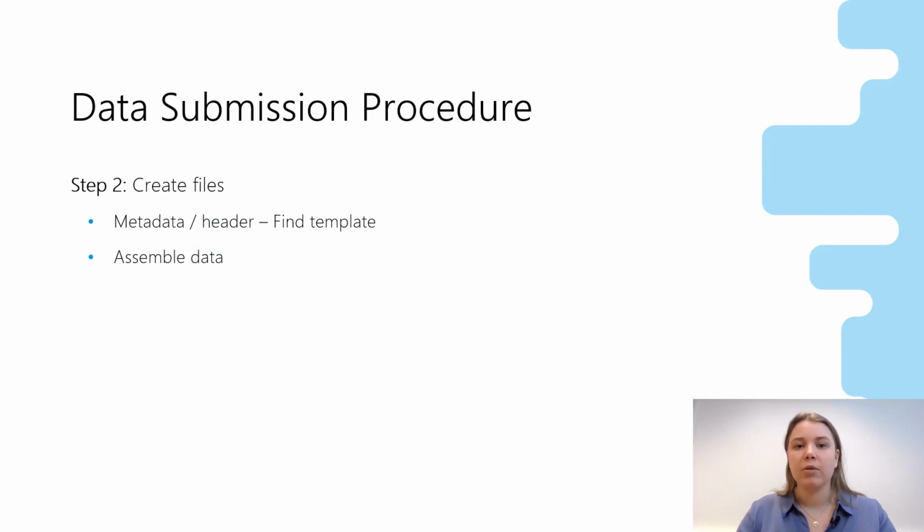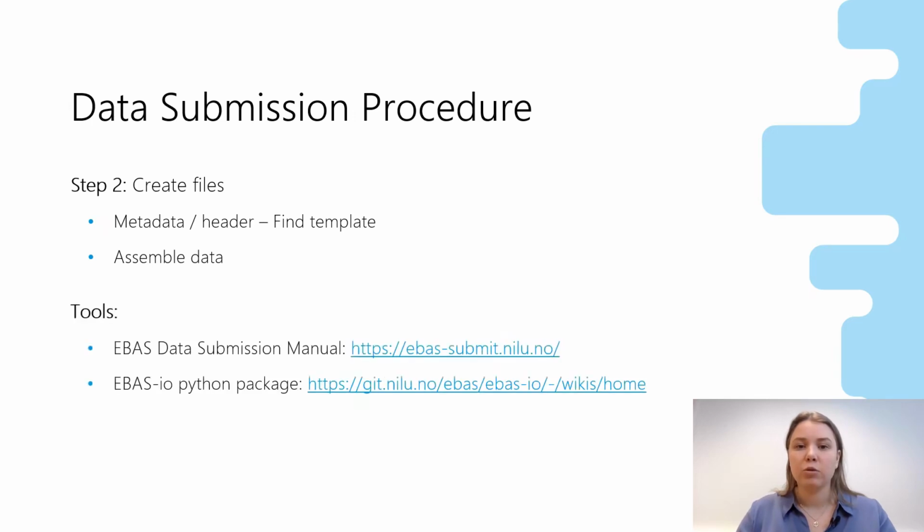The next step of the data submission procedure is to create the files. This includes the metadata and assembling of the data. EBAS provides 2 tools to help you on your way in this step. The EBAS data submission manual includes all the information you need to create files. There are templates for specific variables and information about each metadata element.